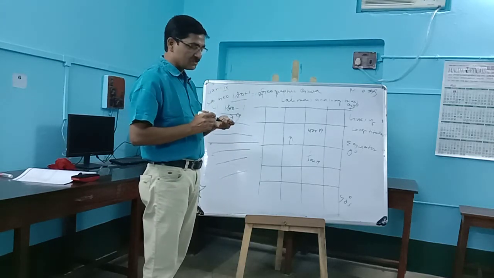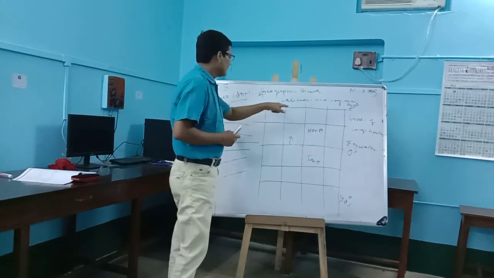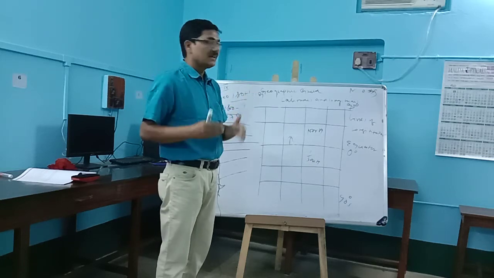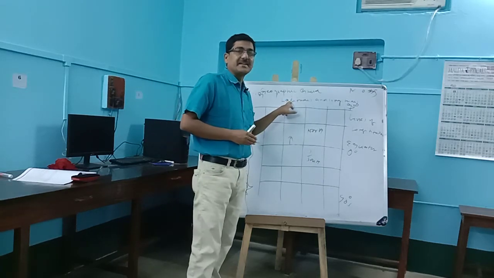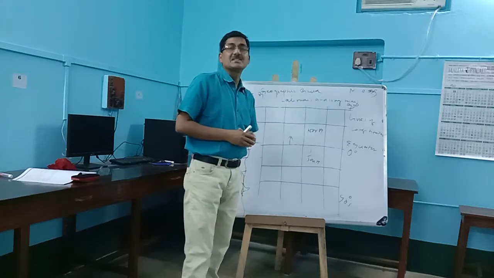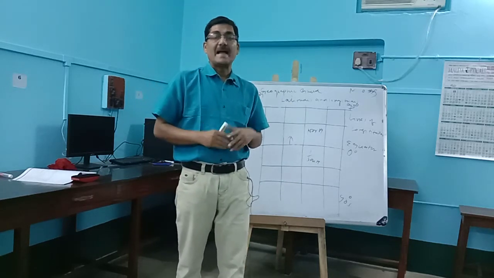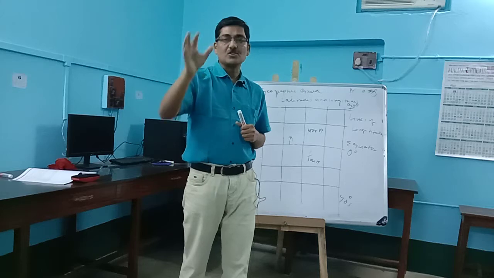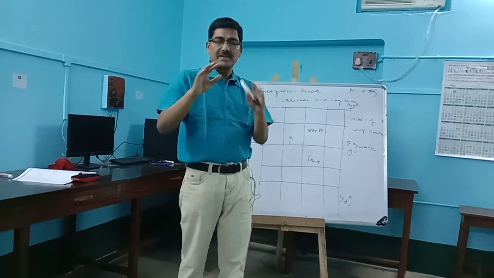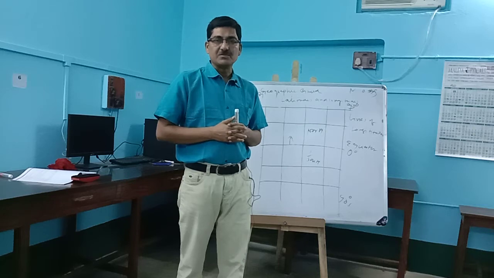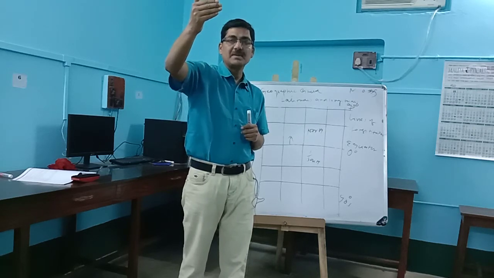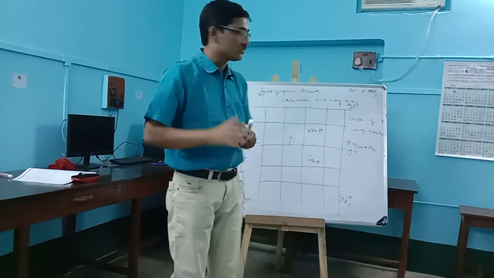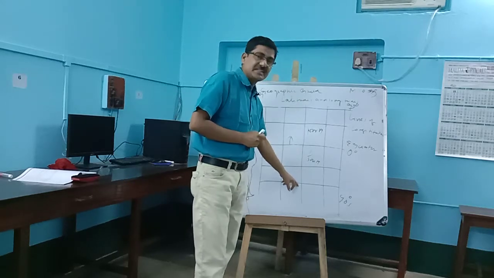Another important thing: just now I told you there are a total of 180 lines of latitude. At the end, the North Pole is 90 degrees north and the South Pole is 90 degrees south. Beyond the North Pole and South Pole, there is no presence of lines of latitude. Beyond 90 degrees north or 90 degrees south, we cannot see any lines of latitude. So the North Pole is the end, and the South Pole is the end.